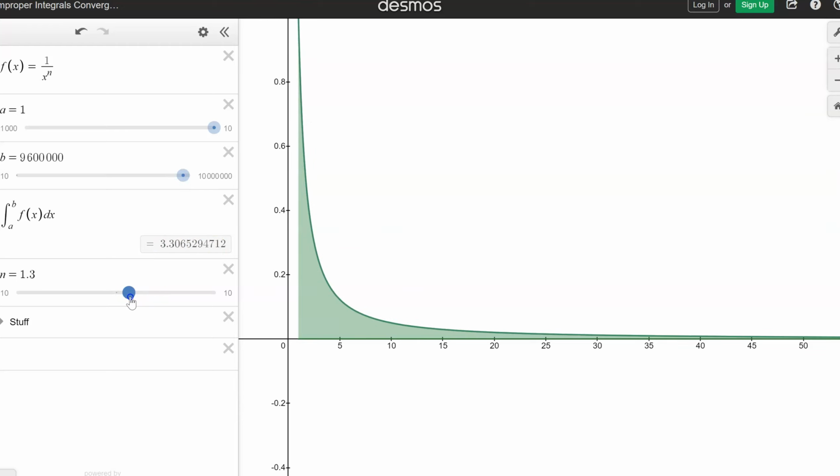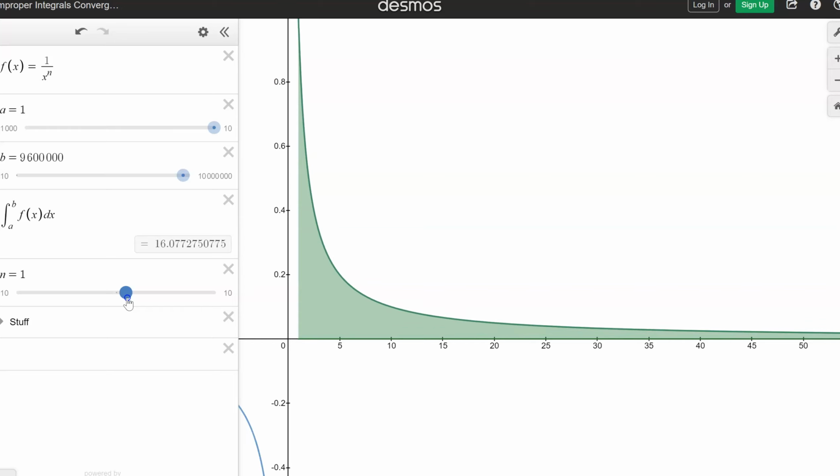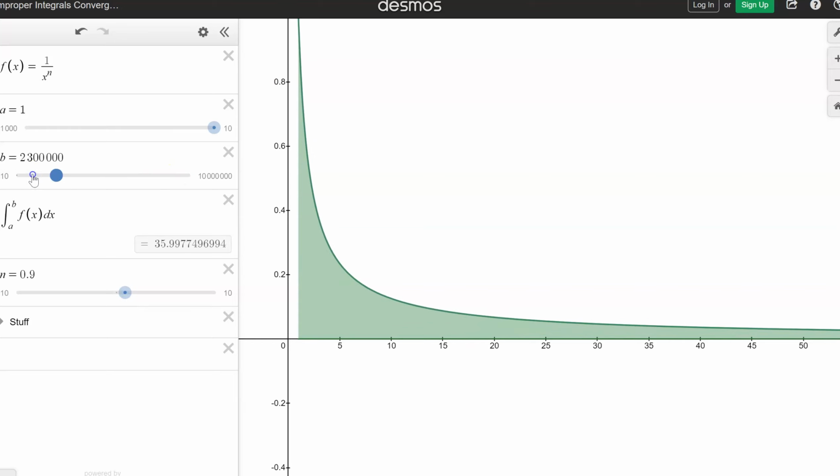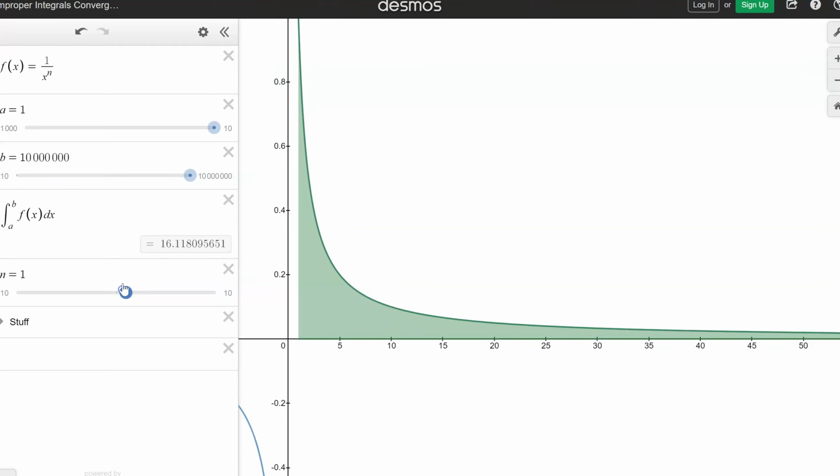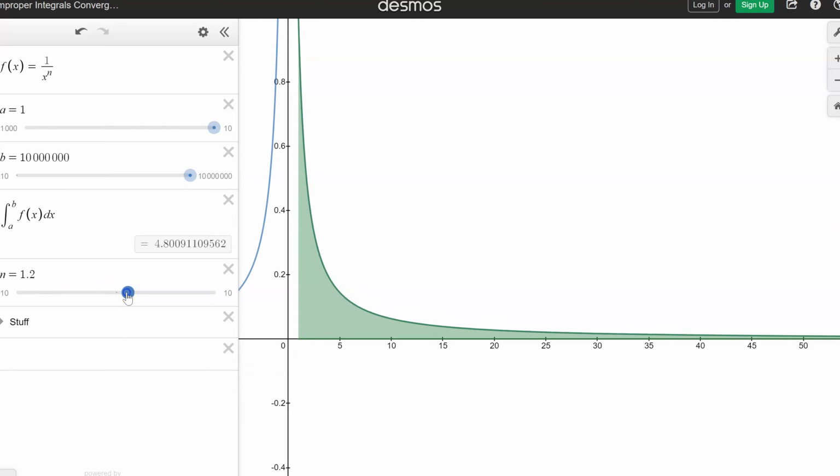And so if I make it 0.9, that's less than 1. And you can see it still has the same thing. Keeps getting bigger and bigger. And if I make it 1, it keeps getting bigger and bigger. It's still growing. It's growing slower. You can see it's just kind of slowing down as we make the exponent larger. But now if I just go a little bit over 1, like 1.2, look at it.